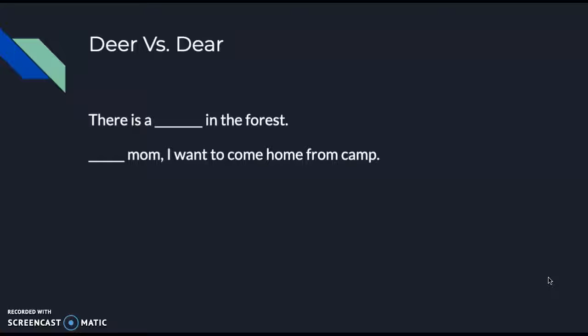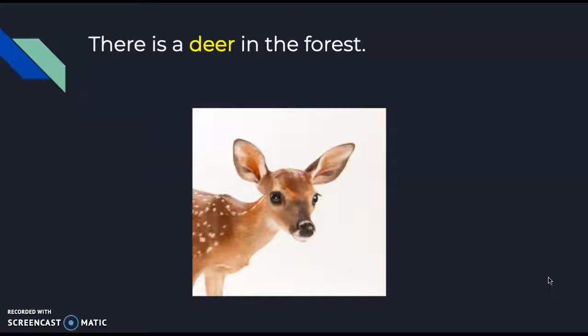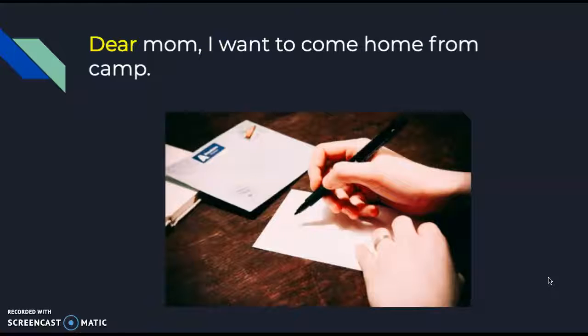Now let's see how we use each one of these. In the first sentence, there is a deer in the forest. D-E-E-R is the deer we want to use. D-E-E-R represents the animal deer. In the second sentence, dear mom, I want to come home from camp. We're going to use D-E-A-R. D-E-A-R is the dear that we use when we want to write a letter.